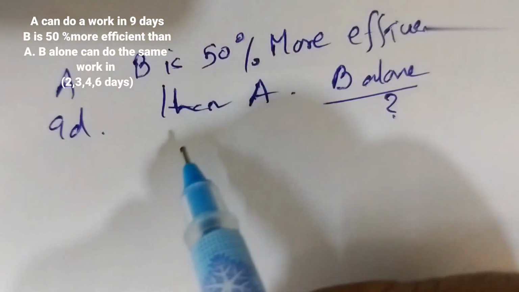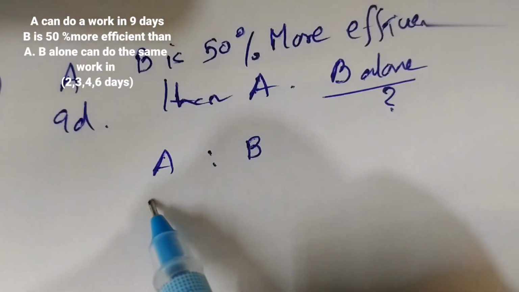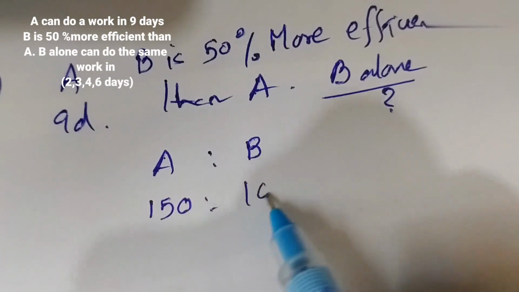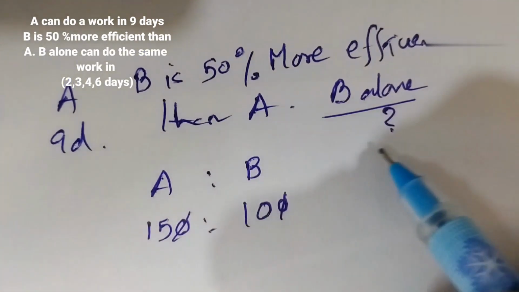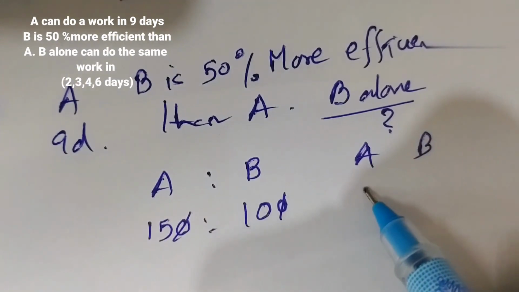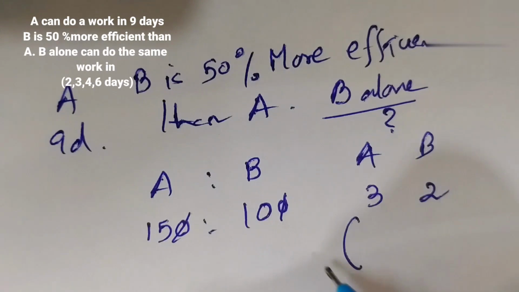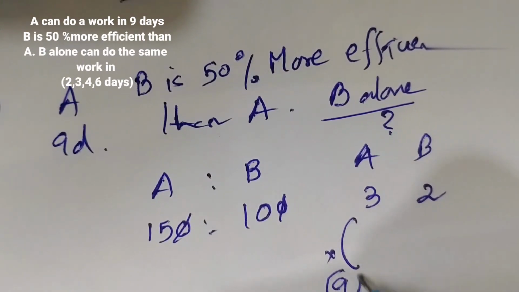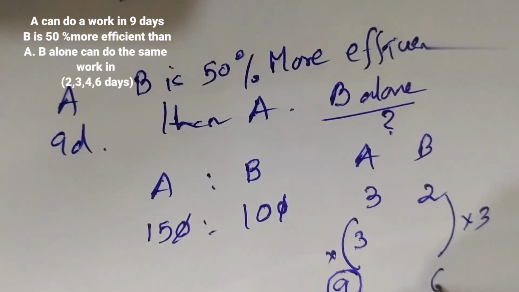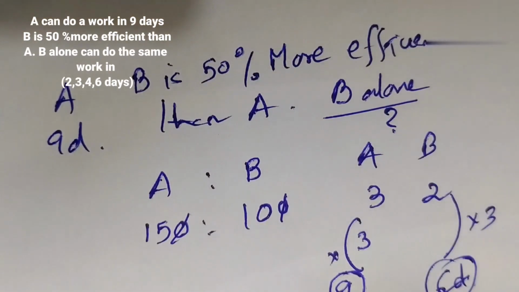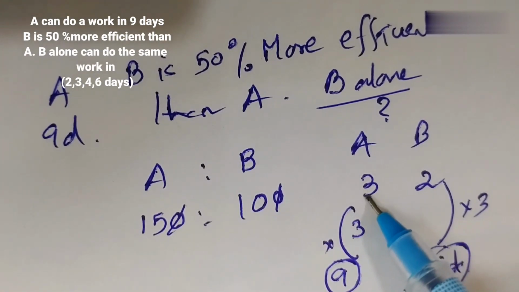Because A does the work in 9 days. So, first of all, A is to B ratio. B is 50% more efficient, so I'll take 100 is to 150, not 150 is to 100. Then if I cancel 0, 0, A is to B ratio, I'll get 2 is to 3. Now, A can do a work in 9 days, he has given. 3 into 3, 9. So, 2 into 3, B alone can do the work in 6 days.